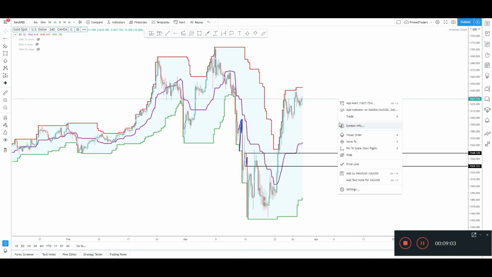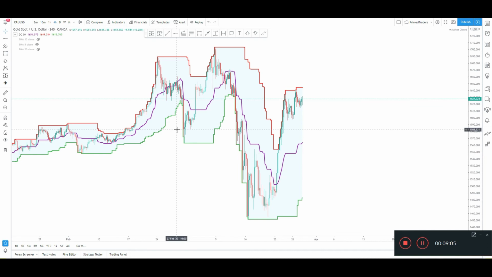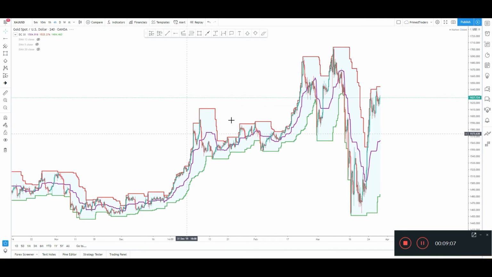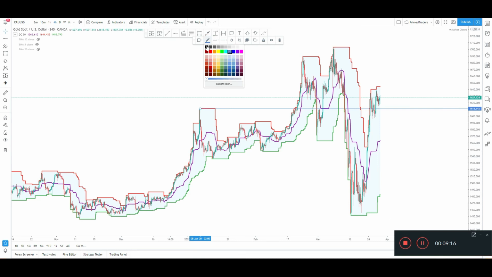So let's remove everything. Like I said, we're going to zoom out just a bit. We don't need to get the whole price action level. Let's start from here. We have a resistance right there, right? And let's make them black so they stand out. We have a resistance right here.